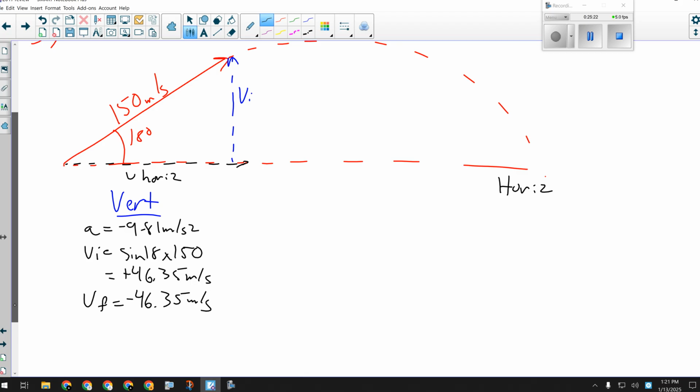Time. That's the first thing I was asked to calculate, the total time in the air. I've got VF, I've got VI, and A. So time is going to be VF minus VI over A. So that'll be negative 46.35 minus 46.35. And divide that by negative 9.81. And we'll get our time.